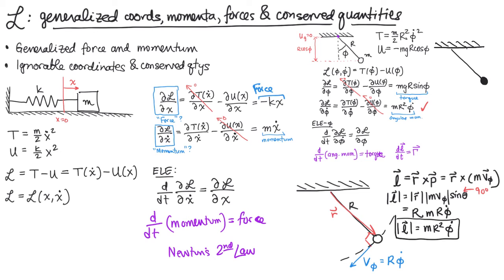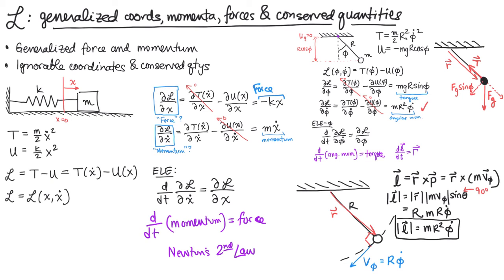Okay, we don't get any torque from the tension, because the tension is parallel, or anti-parallel, to the position vector, but we will get a torque from the gravitational force. The only component of the gravitational force that provides a torque is the perpendicular, tangential component, and that is Fg times the sine of phi.